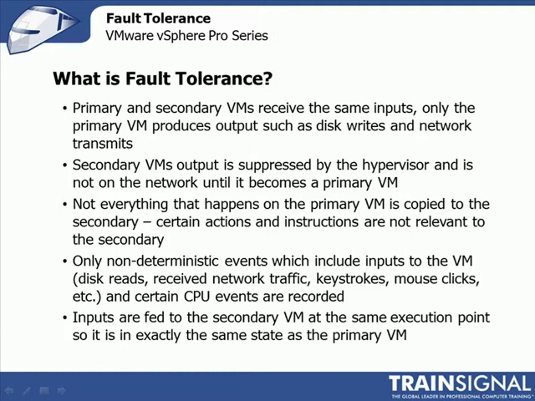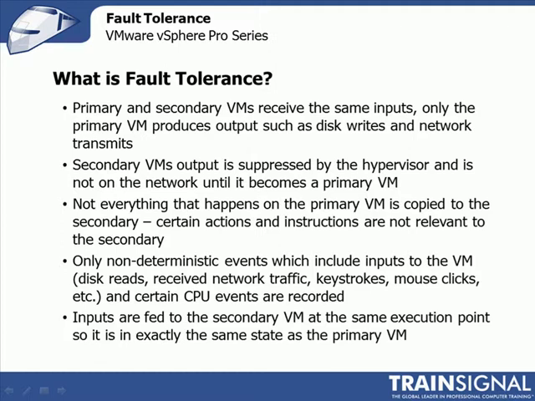While both the primary and secondary VMs receive the same inputs, only the primary VM produces output such as disk writes and network transmits. The secondary VM's output is suppressed by the hypervisor, and it is not on the network until it becomes a primary VM, so essentially both VMs function as a single VM.